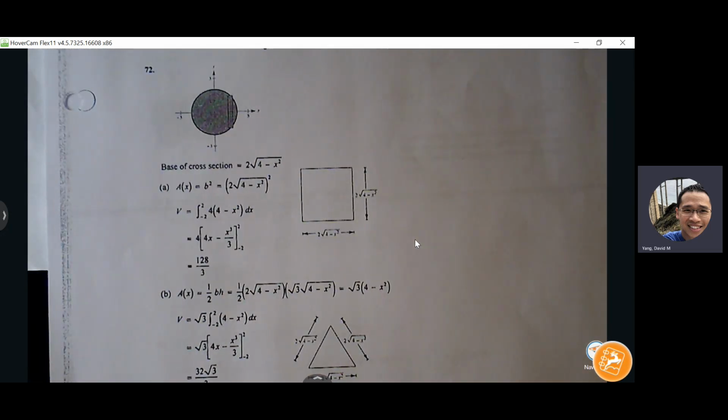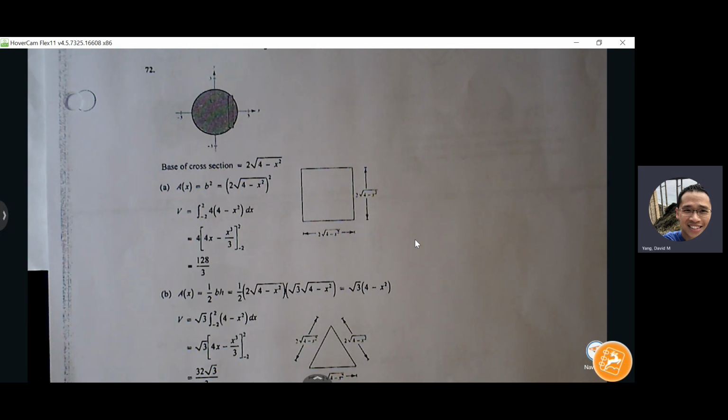72 is where we have to create an equation from the circle, from the x squared plus y squared equals 4. So for 72, you're starting off with x squared plus y squared equals 4, which is really a circle with a radius of 2. And if I solve for y, I get 4 minus x squared. So y is equal to plus or minus square root of 4 minus x squared. So that is going to tell you the 2 branches of the circle.